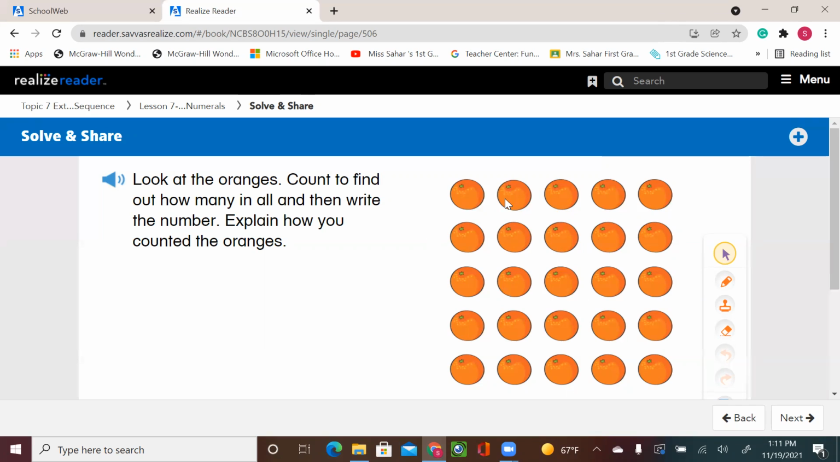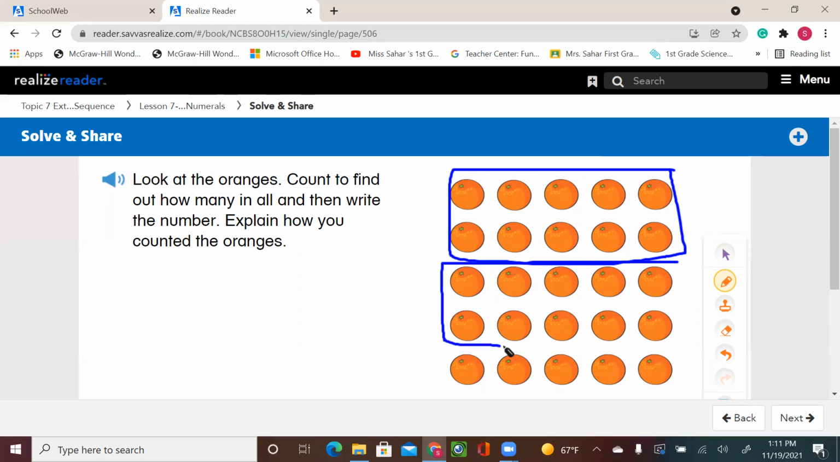Or I can join 2 rows together to make 10 because I know double 5 is 10. So 1, 2, 3, 4, 5, 6, 7, 8, 9, 10. So that's a 10. Now I have the third and the fourth row, 5 and 5. That's another 10.